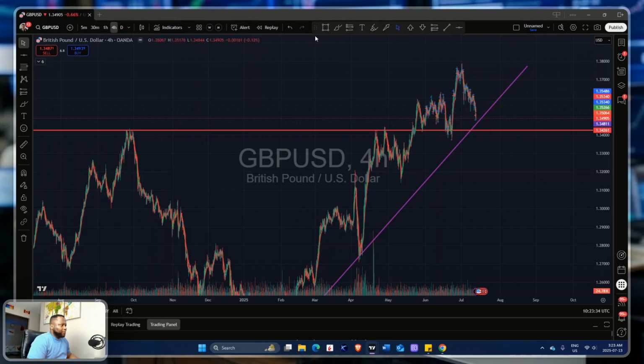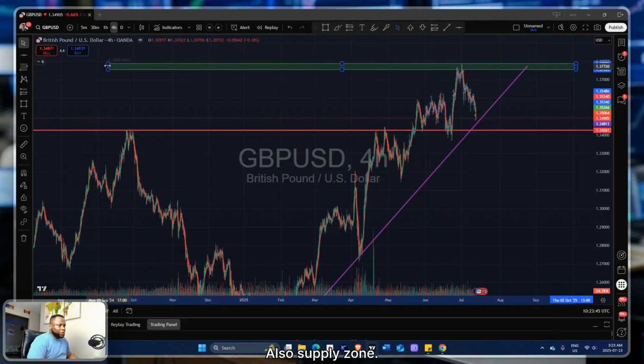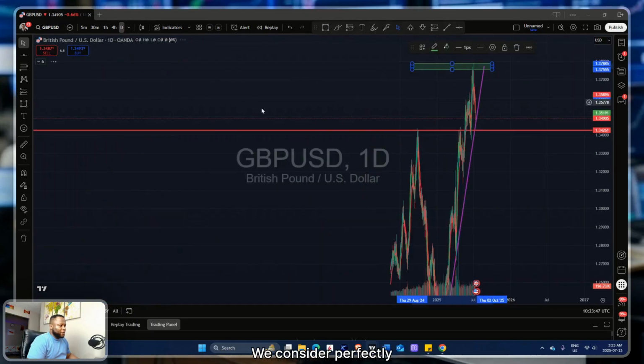137.65. Sorry guys, I have a bit of a cold, so I may not be talking properly right now. We have a resistance here at 137.85. Also a supply zone. Maybe on the daily we consider it perfectly.